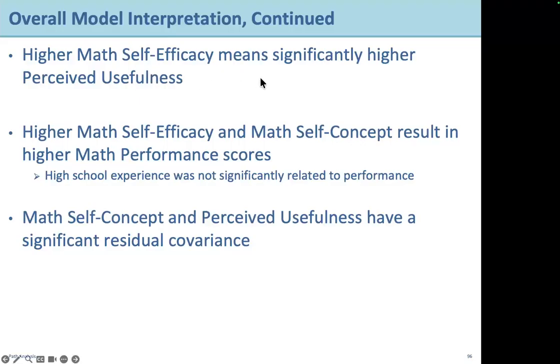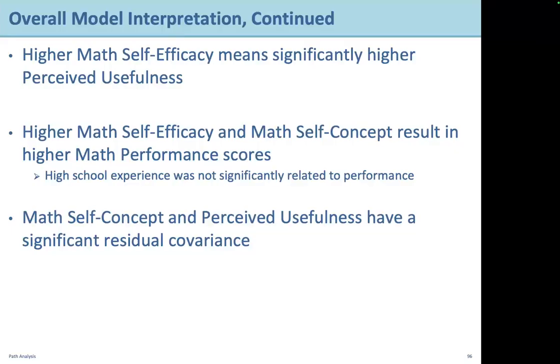Higher math self-efficacy means significantly higher perceived usefulness. So the more that you think you can do math, the more you perceive math to be useful. Okay? And then higher math self-efficacy and higher math self-concept result in higher math performance scores, although high school experience was not significantly related to performance. Which makes sense because there's very little heterogeneity in how many courses you take in high school, even in the 1990s, in this sample. And then there was a significant residual covariance between math self-concept and perceived usefulness.